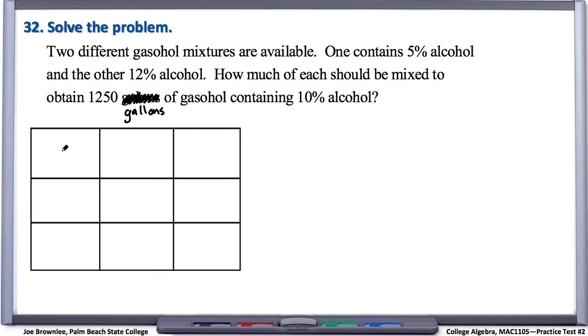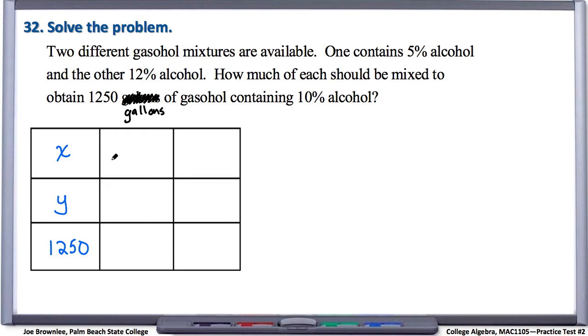But for number 32, we're going to label this top left box X and the box below it Y. And we always label these two boxes X and Y, no matter what the mixture problem is. In this bottom left box, we're going to put the total amount of the new mixture we're coming up with. We're told how much of each should be mixed to obtain 1,250 gallons, so that's the total mixture we're making. So 1,250 gallons. And we have two different mixtures, right? One is 5% and the other is 12%, and that's what X and Y represent. X will represent our first mixture at 5%, and Y will represent the second mixture at 12%.